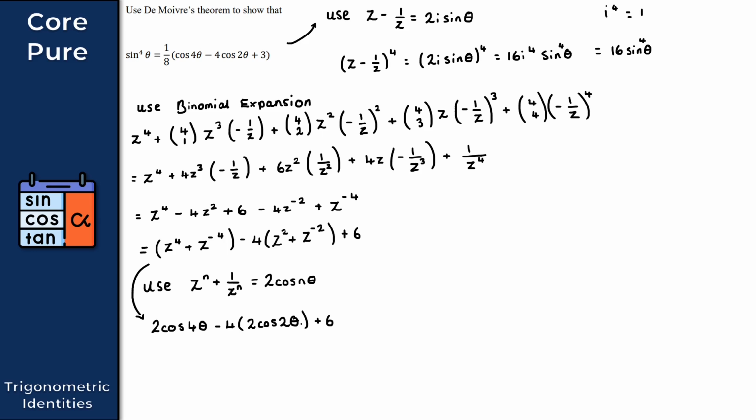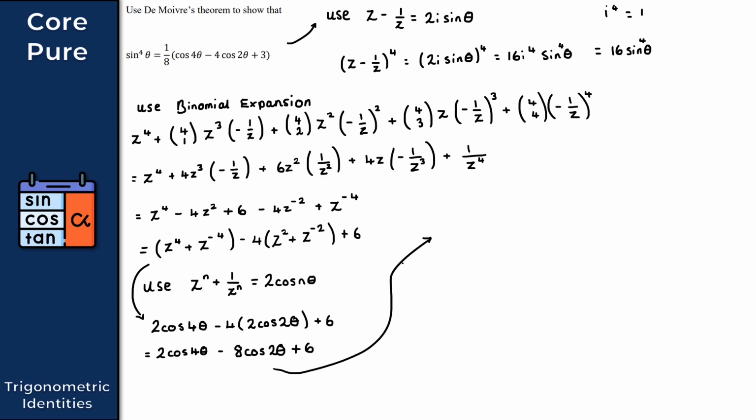So plus 6 there. So if we simplify this, what do we have? 2 cos 4 theta, can't do anything with that. So 2 cos 4 theta. Then we get minus 8 cos 2 theta. And of course, don't forget your plus 6 here. So plus 6 there. And we just go to the top here again.